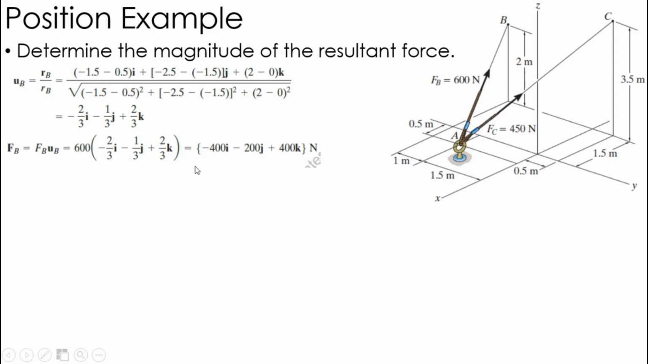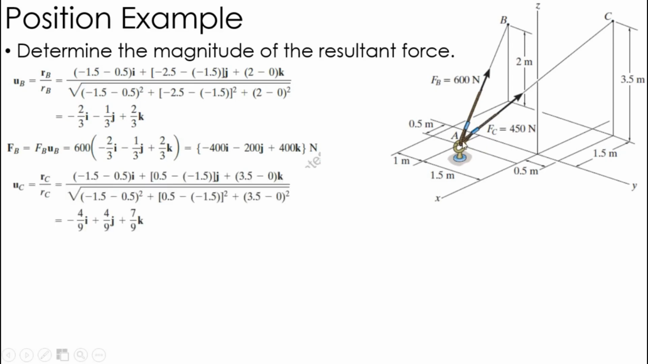And again, I'm doing the same approach that I do with any vector addition, right? Each force in Cartesian form, sum up the x, sum up the y, sum up the z. So I'm starting by writing the forces in Cartesian form. So now I have to do the same thing for C. So I start with the unit vector.